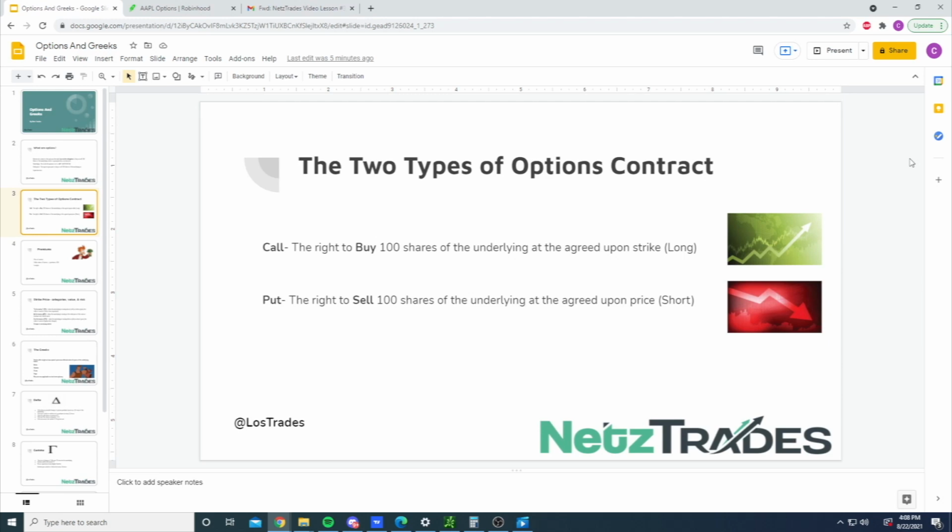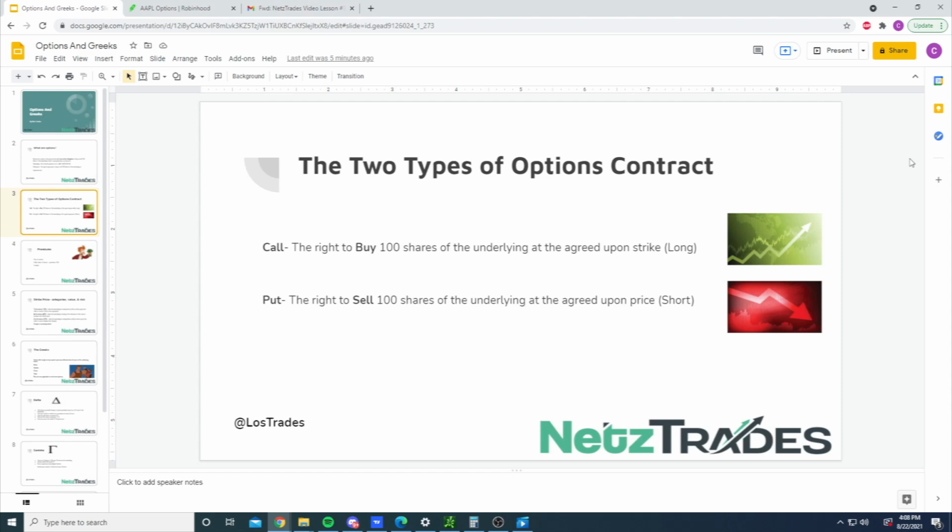Then you have put options. Put options give you the right to sell 100 shares of the underlying stock at an agreed upon price. This is a short position. So when the underlying stock price goes down, the price of the put options contract goes up. And inversely, when the underlying goes up, the puts go down.